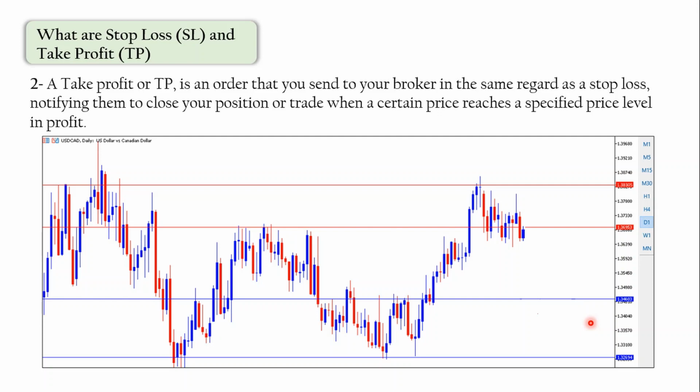So how it works? Here in this example you see the USD/CAD, and the current price is 1.36953. Now I'm going to trade. First I will determine the support and resistance level. So already the support and resistance level is applied.